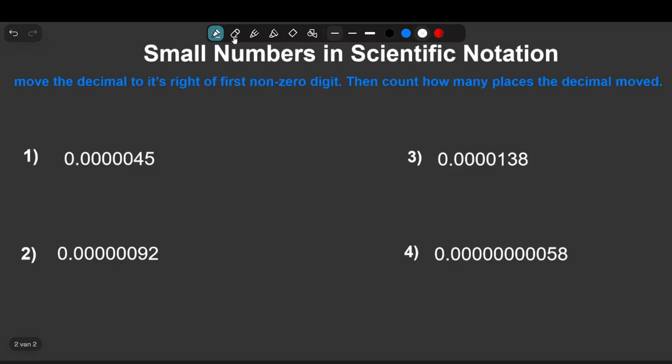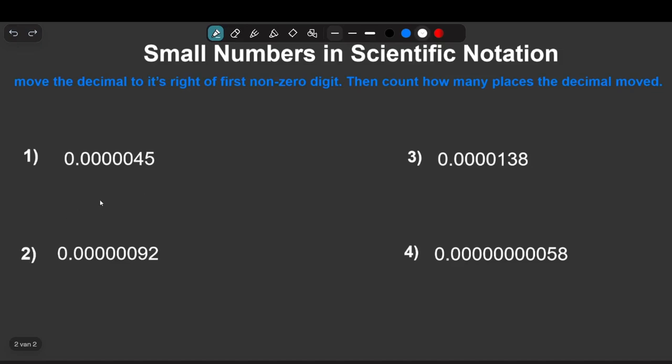You have 4 examples on your screen, and we're going to go through all 4 of them to get this down. Again, the first step is to move the decimal to the right of the first non-zero digit. I already made a video on very large numbers in scientific notation, so if you want to watch that video, you can watch it after this video.